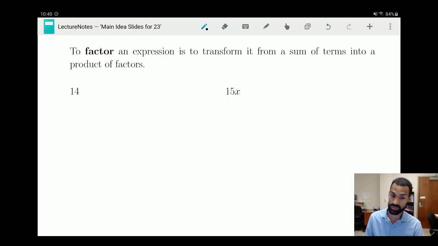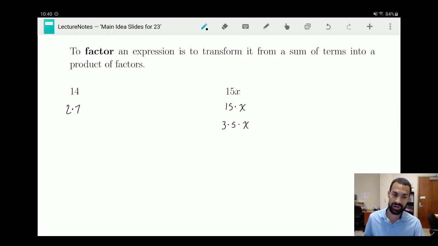If we try to transform it into a product of factors, product means multiplication here, and factors are things being multiplied together. If I'm looking at just the number 14 and I wanted to factor it, I could rewrite that as 2 times 7. So in a way, I've factored the number 14 into its prime factorization. I can even factor terms like 15x. That's 15 times x, and 15 is also 3 times 5, so I can go further and say 3 times 5 times x. These are just different ways we could factor these individual terms.